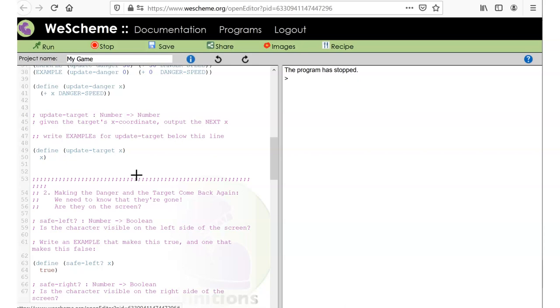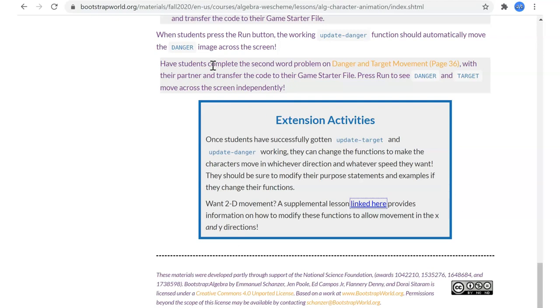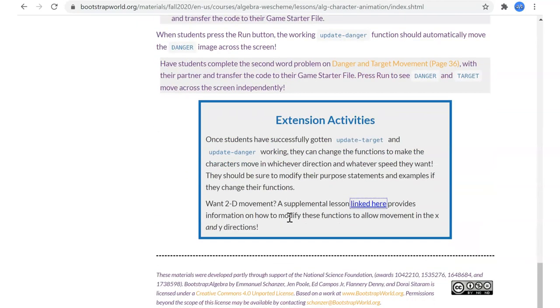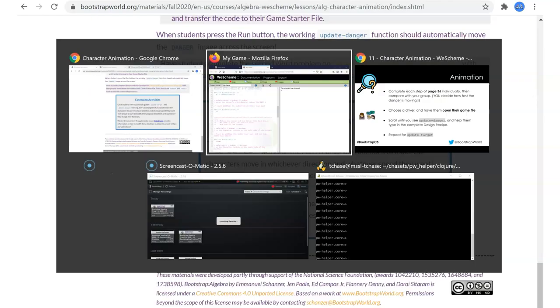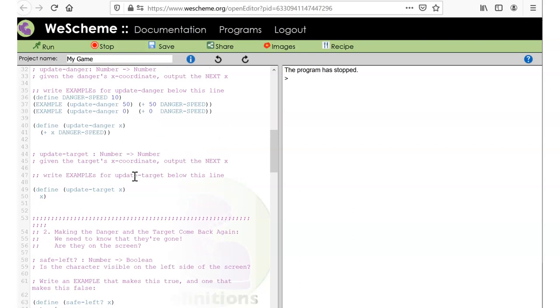So if you really want to, you can click on that link, which was in this blue box at the bottom of the character animation, and do that. But your assignment for next time is to just get your update danger and update target to get them moving either left or right across the screen. And they can move different directions if they want to. So they don't both have to move left or both have to move right. But when you run the game, they should both be moving across the screen.